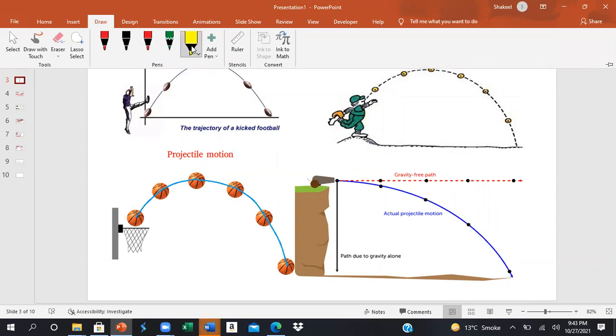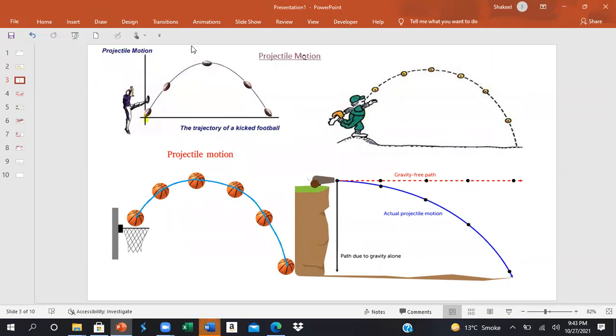If you look at the first diagram, there is a footballer. He's going to kick the football, and the trajectory of the football is shown in the diagram. Trajectory is the path followed by the football. As you can see, the football is moving along a curved track in air before landing on the ground. So this motion of the football in air, which is along the curved track, is known as projectile motion.